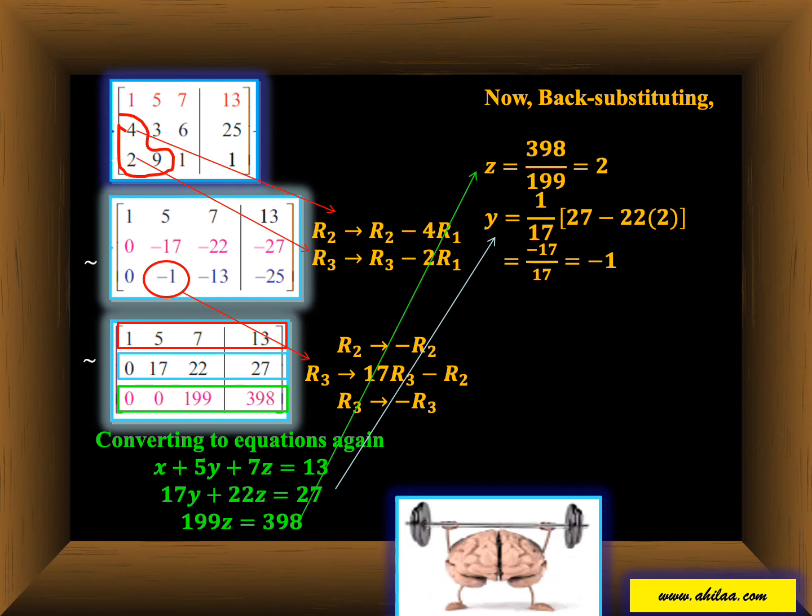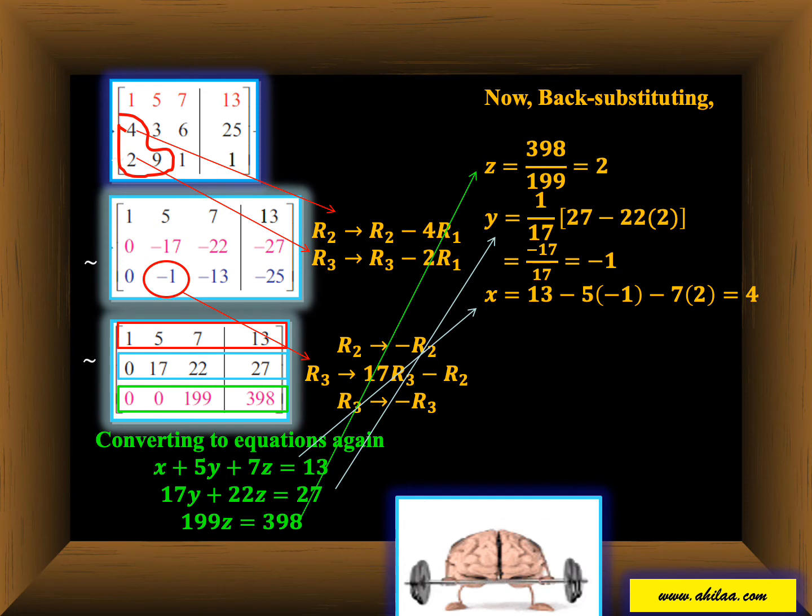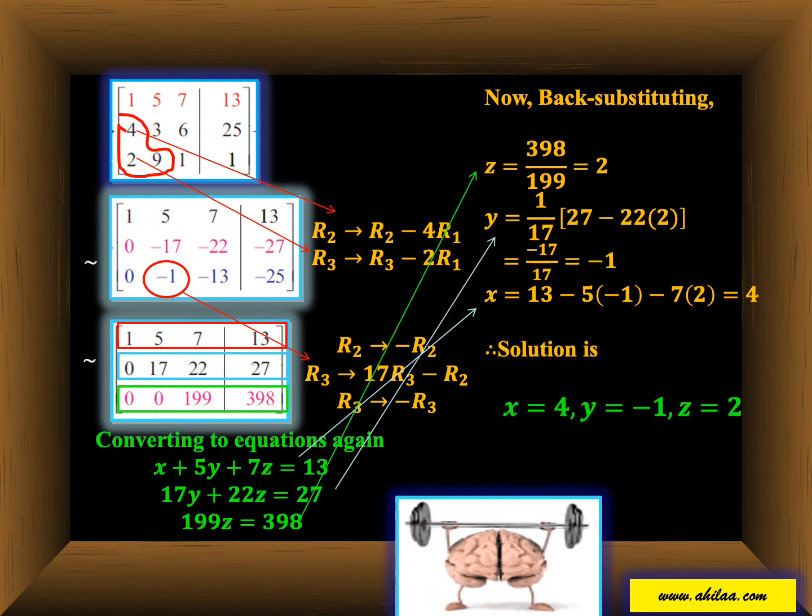Then from the first equation I can substitute the values of y and z to get the value of x. So my x value is 13 minus 5 into minus 1, the value of y, minus 7 into 2, the value of z. Simplifying, we are getting 4. So our solution is x equal to 4, y equal to minus 1, z equal to 2. Understood? Very good.